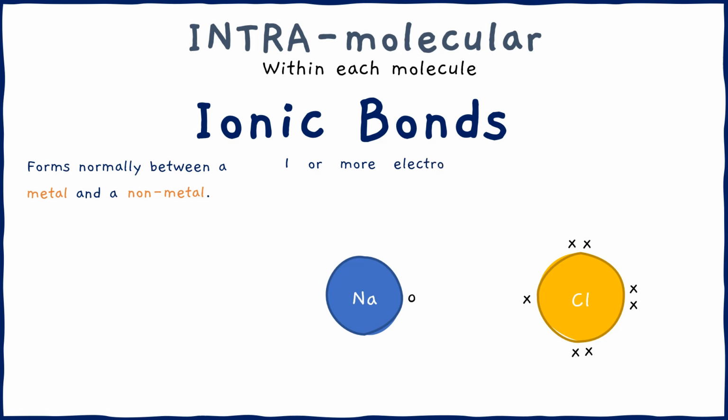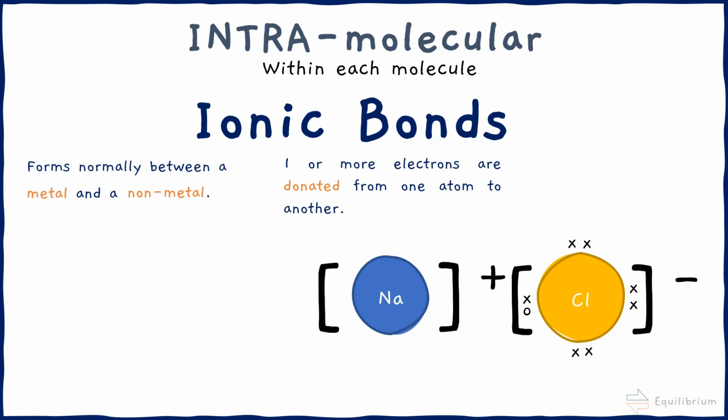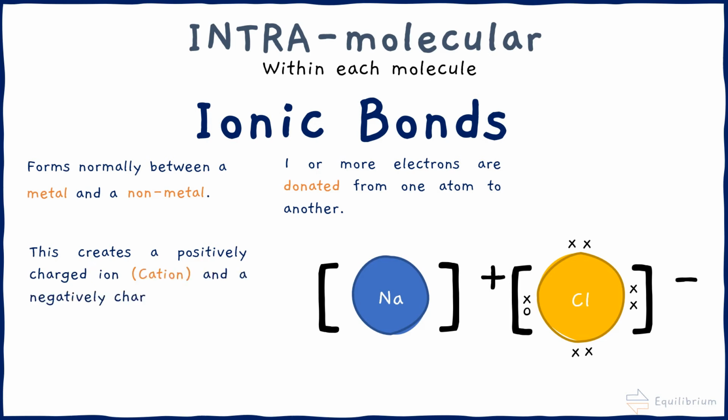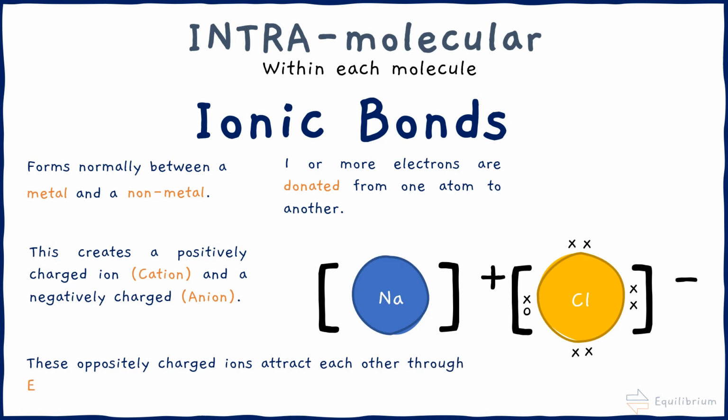In ionic bonding, one or more electrons are donated from one atom to another. This creates a positively charged ion, or a cation, and a negatively charged ion, or an anion. These oppositely charged ions attract each other through electrostatic forces, forming an ionic bond.